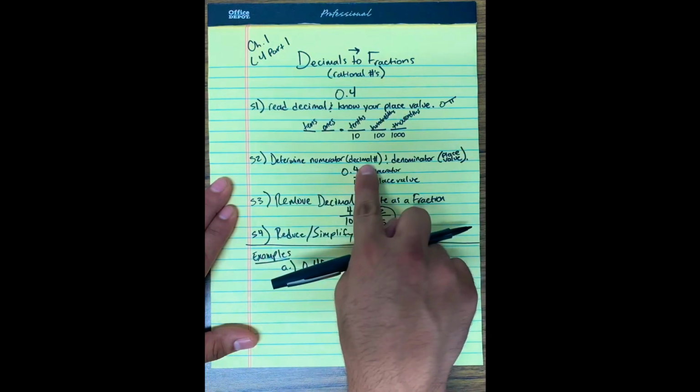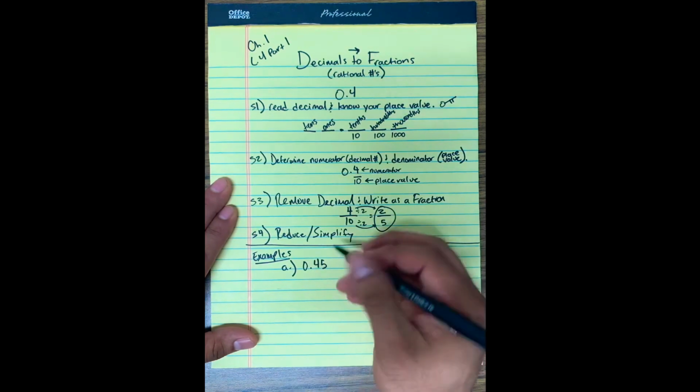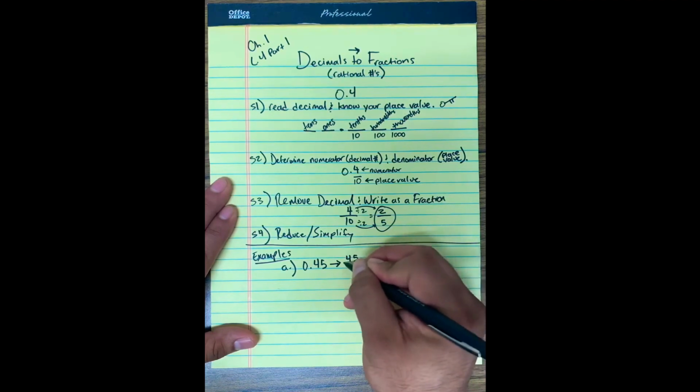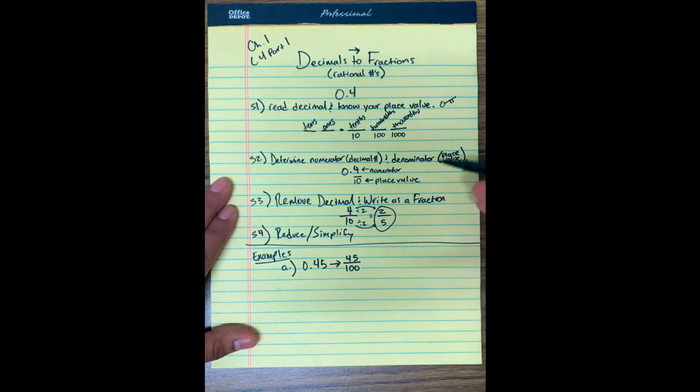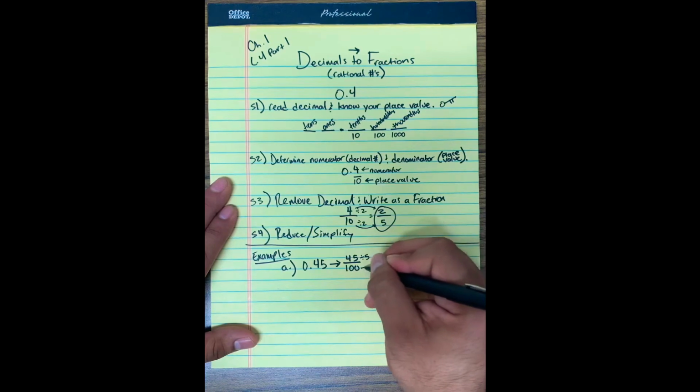All right, let's look at this example. Step 1. Make sure you know your place value. And make sure you read it. All right. So that's 0 and 45 hundredths. 45 is your numerator, right? And the hundredths makes your denominator a 100.